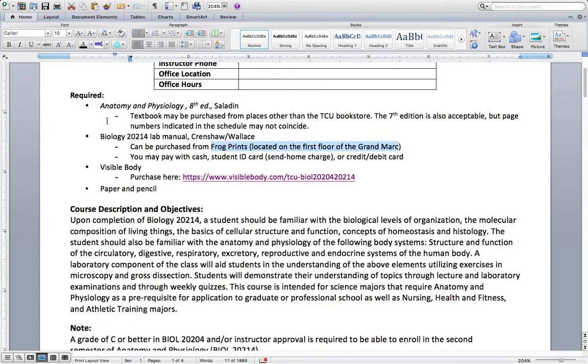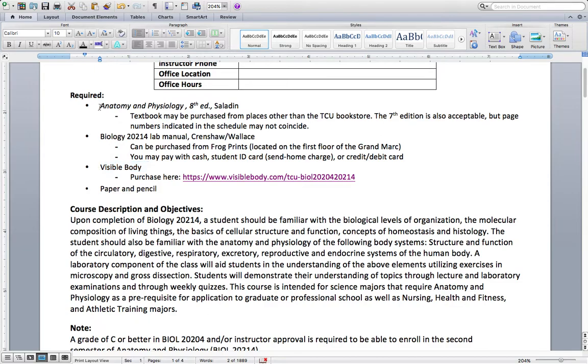In addition to your lab manual, you will also want to bring your textbook with you and Visible Body. The reason for this is because your lab manual, other than photographs of the specimen and the tissues, does not have very many pictures in it. And so to help you find the structures on the models or on the specimen that we are dissecting, you're going to want to have your textbook and Visible Body with you.